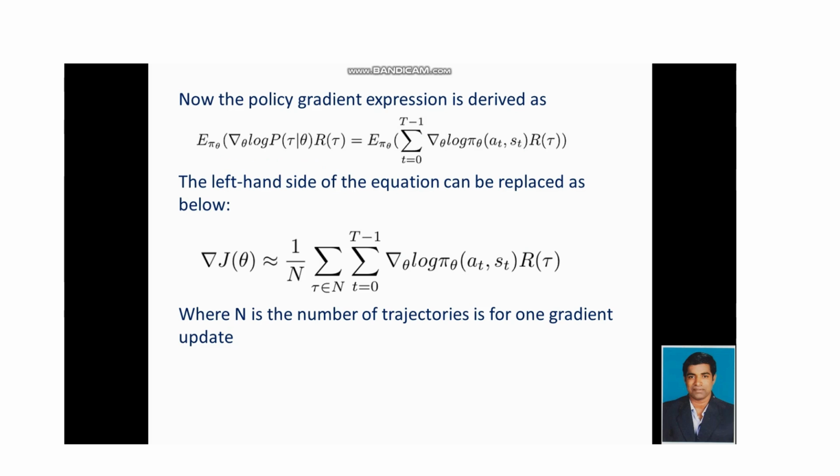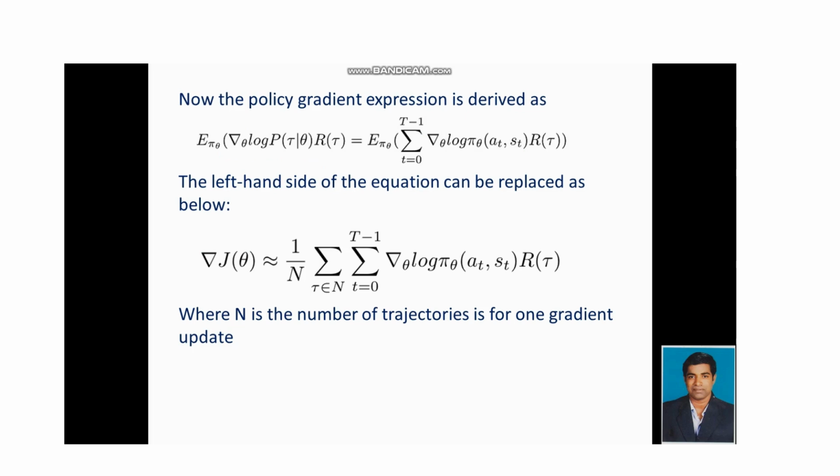That is equal to, we are replacing here the probability of τ given θ with those values at this place. So expectation over π_θ of summation t equal to 0 to T minus 1 of gradient θ log π_θ of a_t given s_t into R(τ). The left-hand side of the equation can be replaced as below.